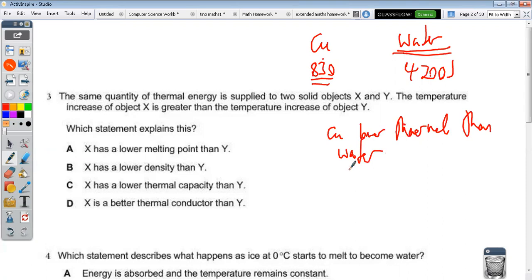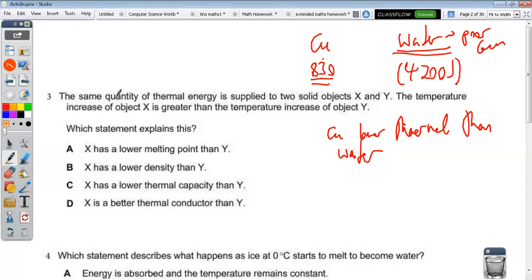What is thermal capacity? It's the energy that you require to raise 1 kg of a substance by 1 degree. So if you need a very high thermal capacity to raise by 1 degree, it means it's a poor conductor. Poor conductor. Is that making sense?